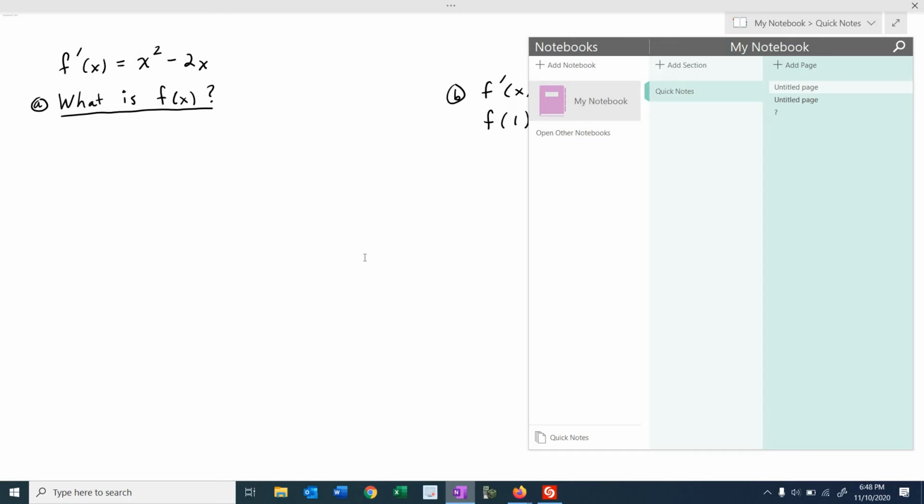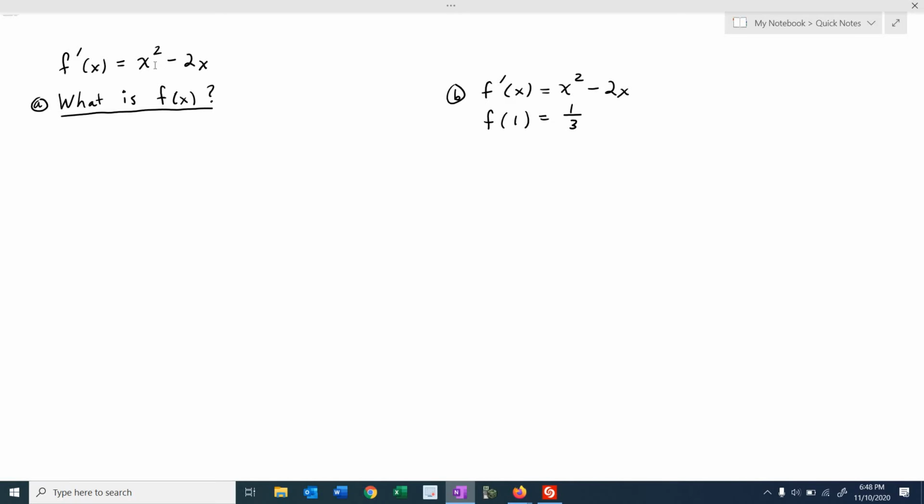Okay, so let's look at another example. Let's say f prime of x is equal to x squared minus 2x. So what is f of x? Well, again, we're looking for some function so that when we take the derivative of it, we end up with x squared minus 2x. So the way to solve differential equations like this is to find the antiderivatives of this function here, right, f prime of x. So we need to find the antiderivatives of this function.